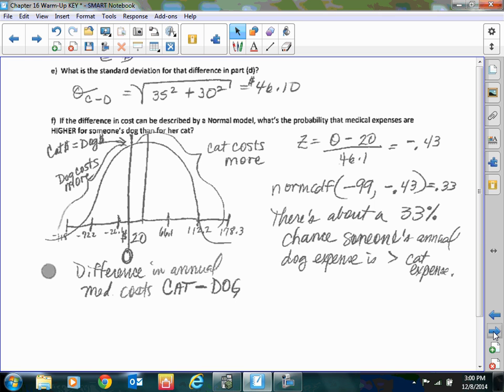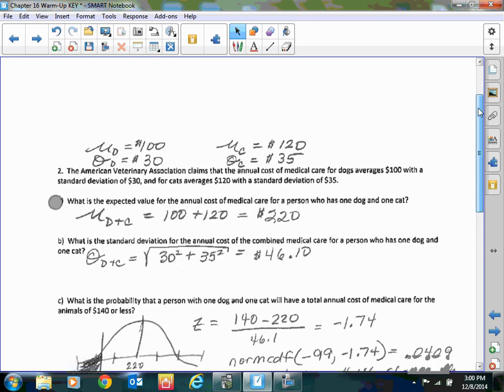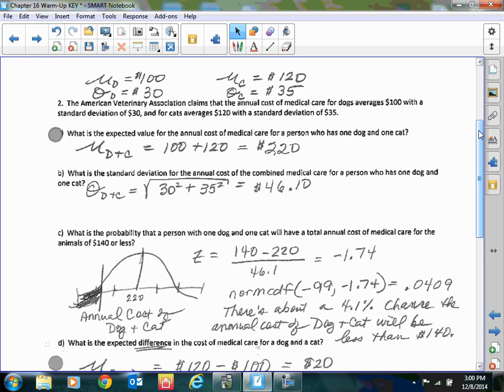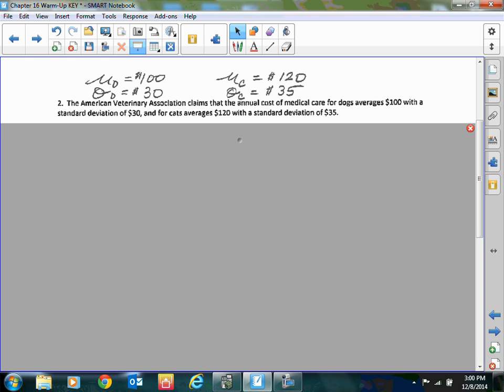On the back is another problem, and this one is about the cats and the dogs, so let's take a look at that. The American Veterinarian Association has information here for cats and for dogs. The average bill for the dogs is $100 with a standard deviation of $30. The information for the cats is $120 and $35 for the standard deviation.